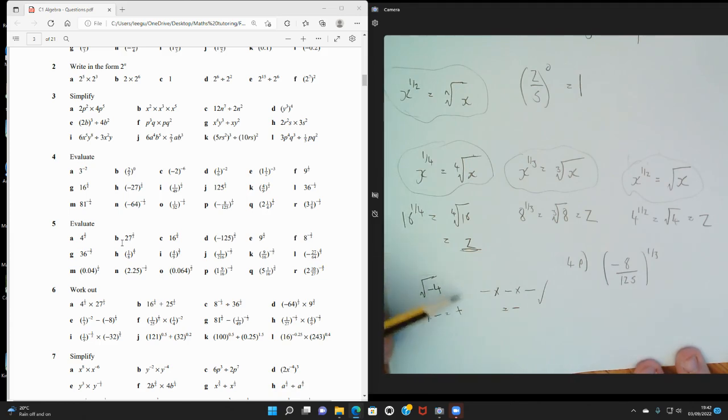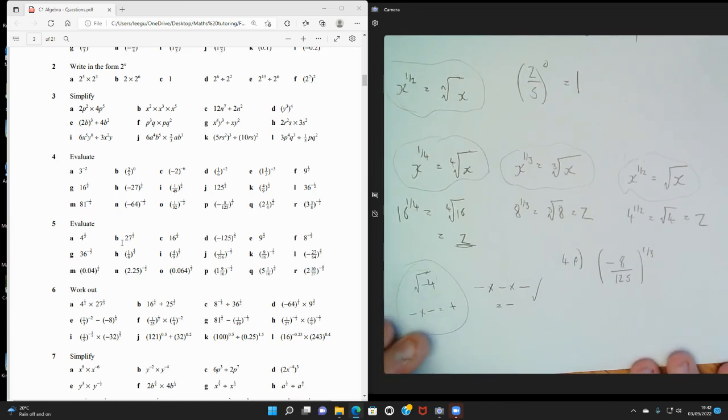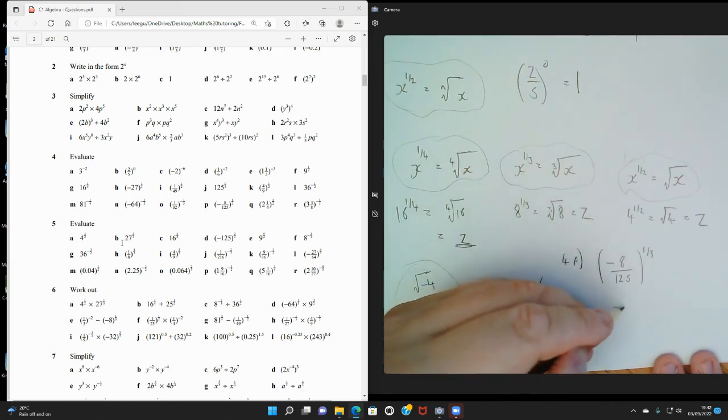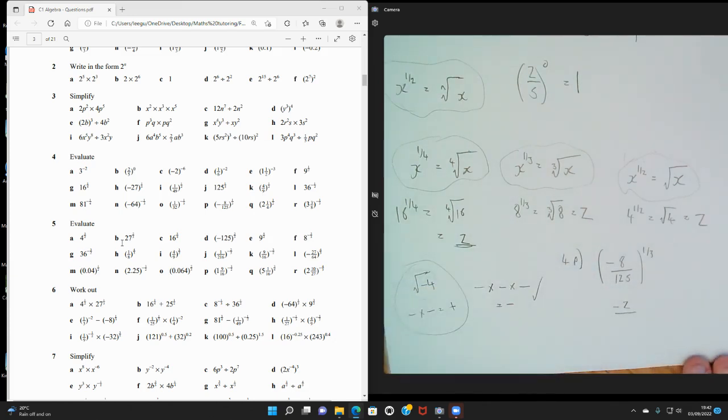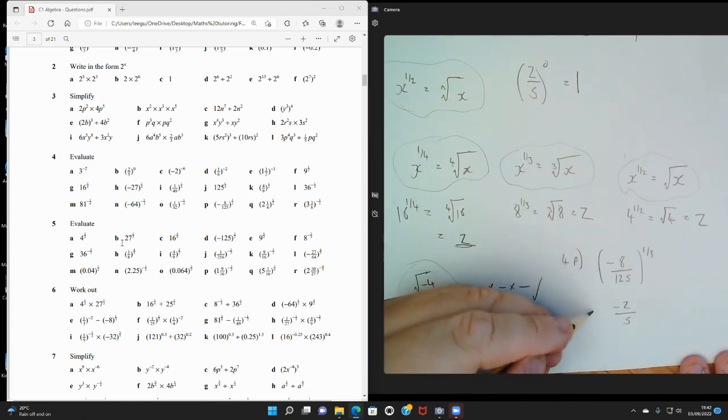In fact, it is possible to square root a negative number, but we have to invent a whole new number system to do it. And that's something called complex numbers, which those of you who are studying A-level further maths will be familiar with. But for A-level maths, we don't need to worry about that. We can have a look at this one, and let's think about the fact that we have got minus 8. Well, the cube root of 8 is going to be 2, so that could be minus 2. And the cube root of 125 is 5. So this whole thing, question 4p, can be written as minus 2/5, and that's our answer.